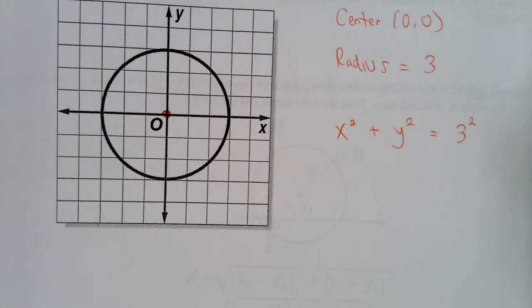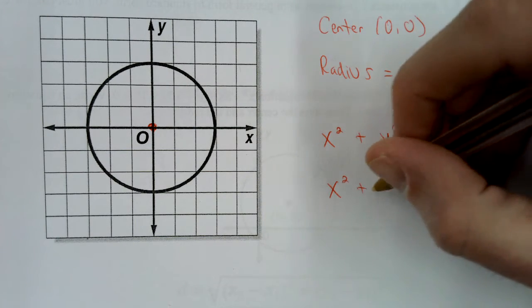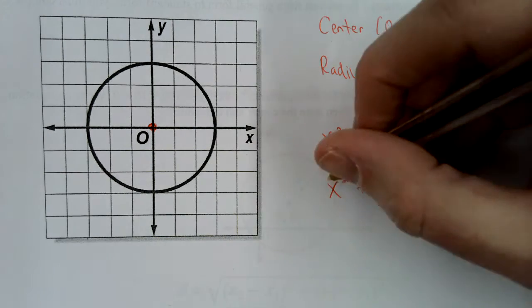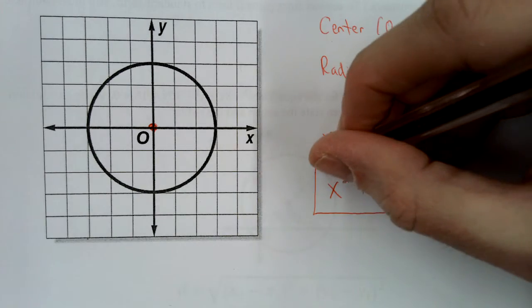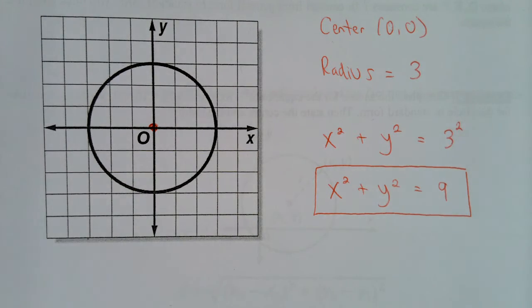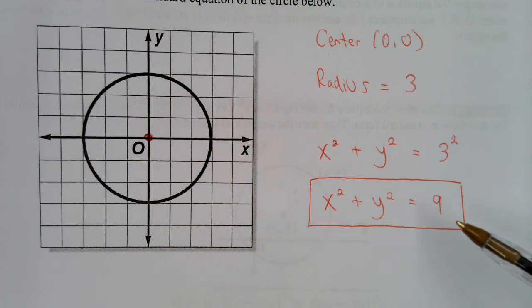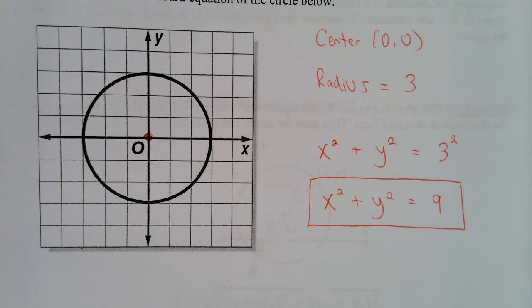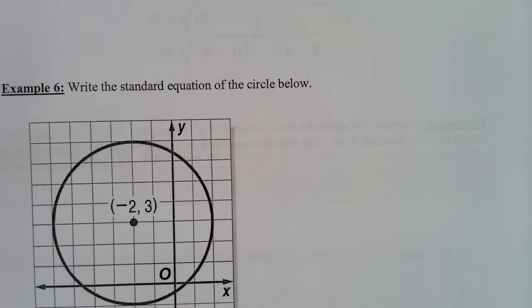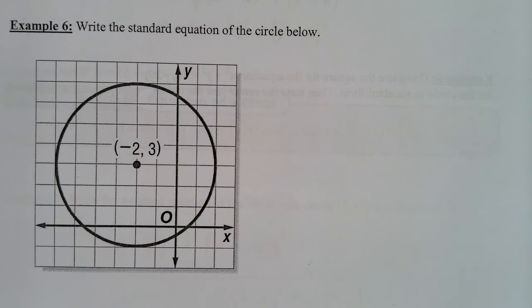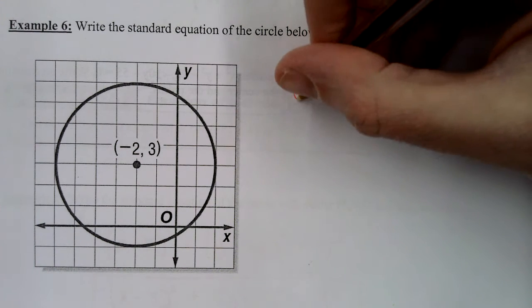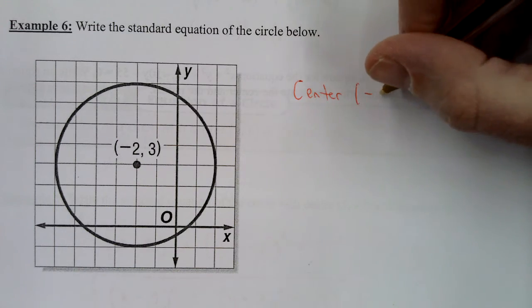So you can skip that first step if you want and just go right to 9. Because I'm not going to do x minus 0, that doesn't do anything. I'm not going to do y minus 0, that doesn't do anything. So just x squared plus y squared equals 3 squared, which was 9. Next problem has the same directions. The center is -3, 2. I mean -2, 3.